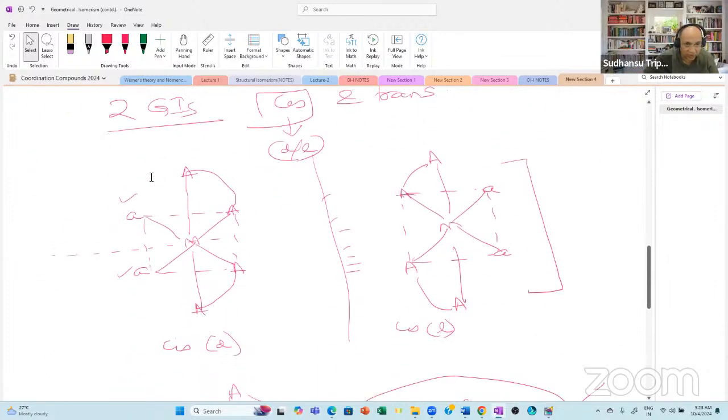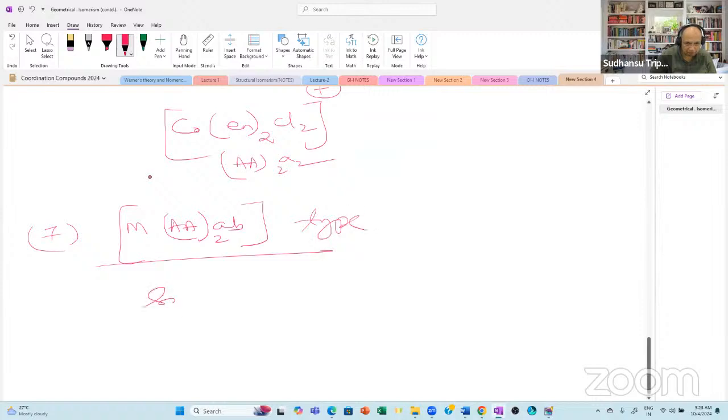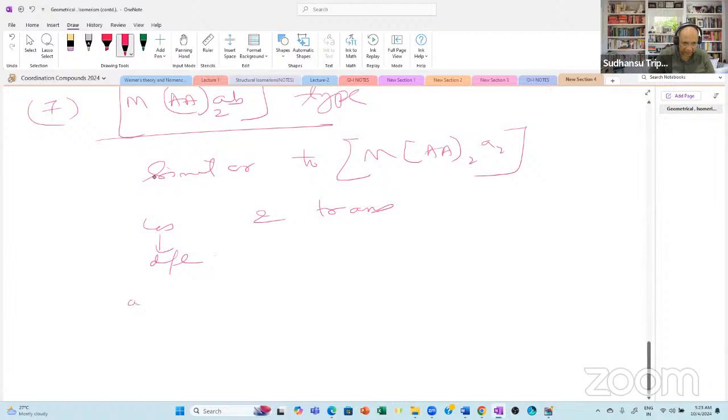Now we go to the next one. This is 6. There's 7. Similar type: M(AA)2AB. Same, similar to M(AA)2A2. Cis and trans. Cis remains a DL pair. Cis when A and B cis, trans when A and B trans.